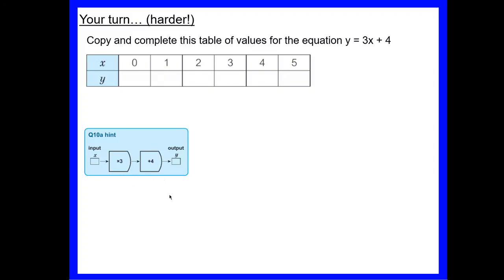So you can use the function machine if you want to, or just put your value straight into the table. Once you've drawn your table, find your coordinates and have a go at drawing the graph. Pause the video, have a go now.